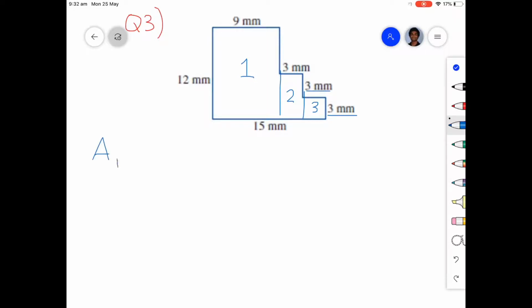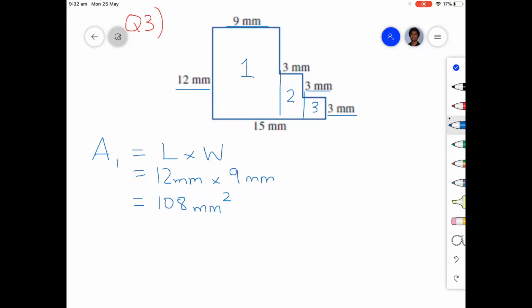So area 1. We know that it's a rectangle because we can see that 9 millimeters is the width and 12 millimeters is the length. So we use our formula for a rectangle, length times width. We've got 12 millimeters times 9 millimeters. And if you know your 12 times tables, 12 times 9 is 108, and our units will be millimeters squared. So that's our first area.